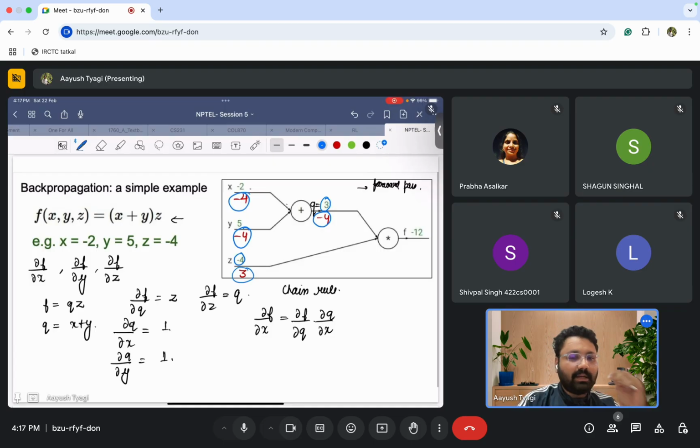So this pattern is persistent in many places. Whenever there is a multiplication, you switch the gradients, and whenever there is an addition, you pass the same gradient in the backward direction. Make sense?